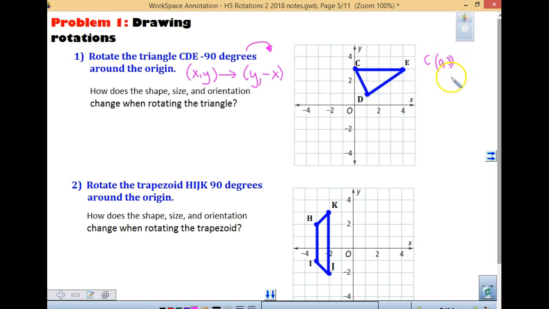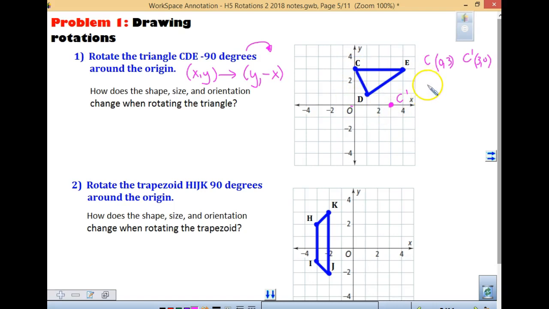So where would our C prime be? We got to use this rule. It would be at 3, 0. So by putting this rule down, this kind of helps me. 3, 0. This is my C prime, which is a 90-degree negative turn, okay? From this C to the origin to here.